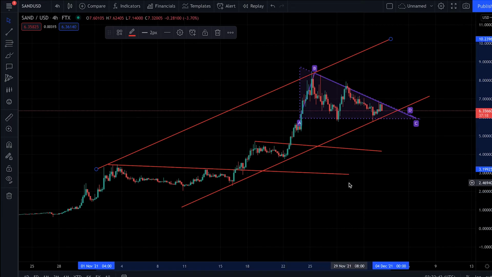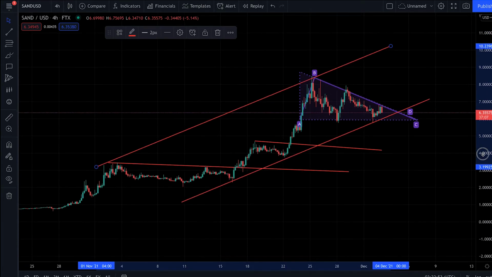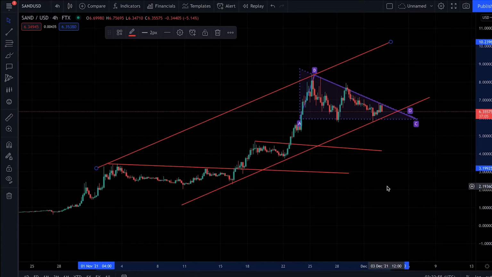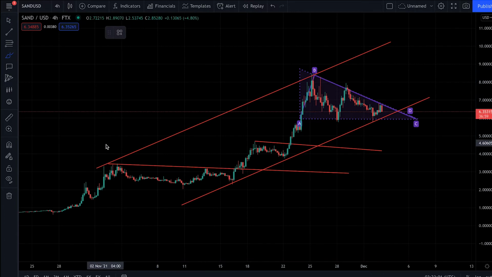So now let's look for the points of confluence, because in trading you need to look for points of confluence to know where the market is heading. First thing first, what is the trend direction? The trend direction is a clear uptrend, where the market is making higher highs, higher lows. Once you see higher highs, higher lows, that is a clear uptrend.